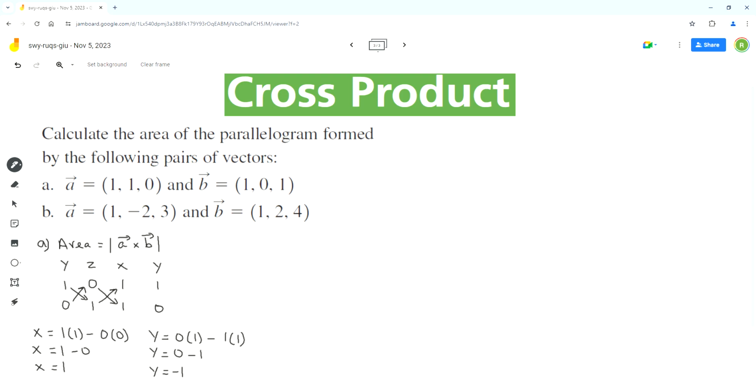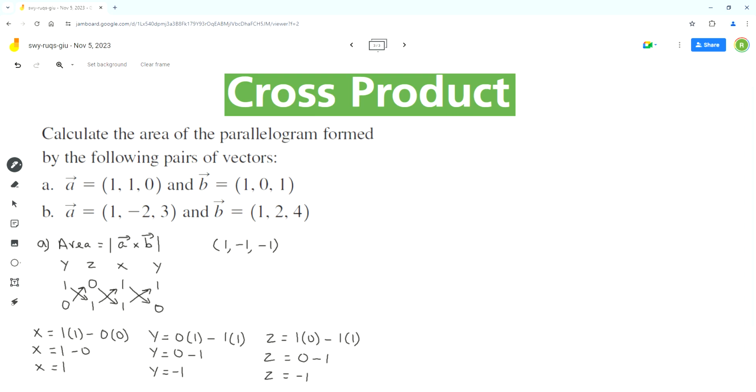Now we can find the z component, and for that we should cross multiply the x and y components. So we start with 1 times 0 minus 1 times 1. So I get z equals negative 1. So that means the cross product of vectors A and B is the vector 1, negative 1, negative 1.